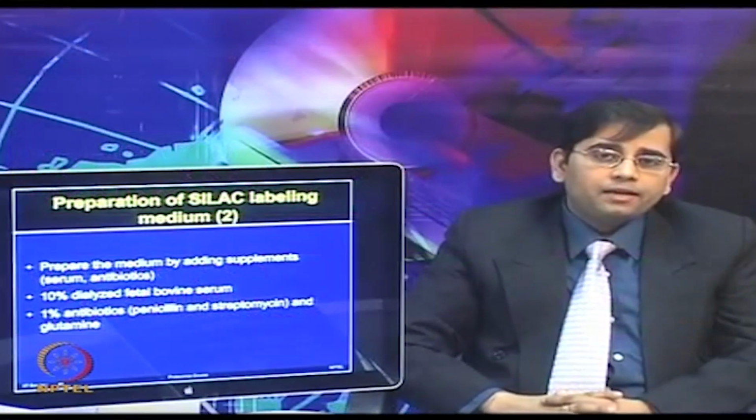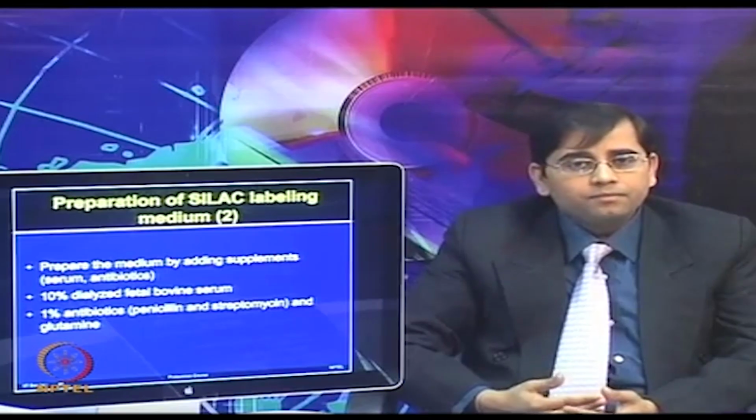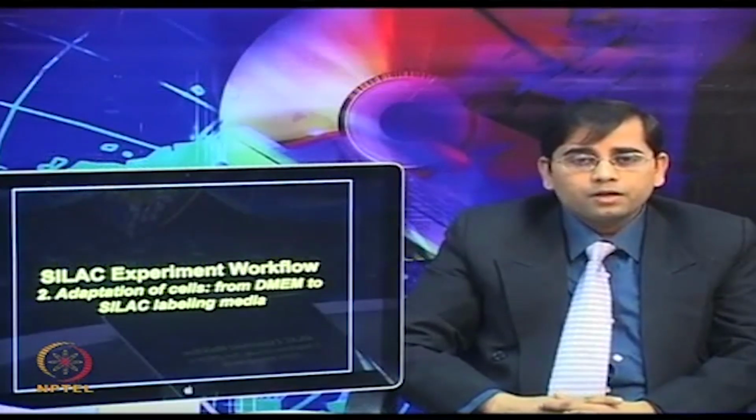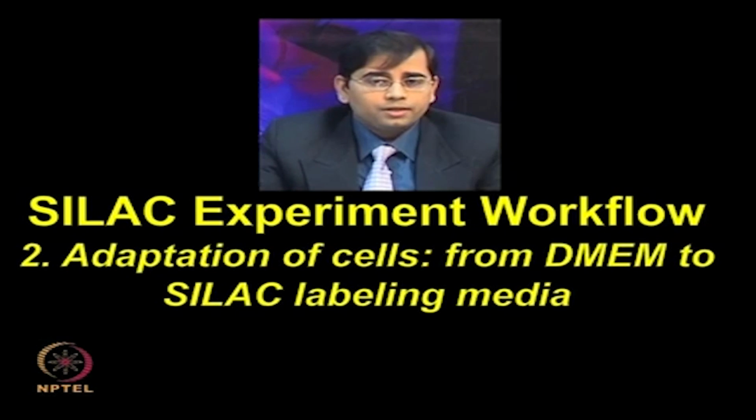So, for the preparation of SILAC labeling media, one needs to add various supplements such as serum, antibiotics. So, a recommended percentage for the serum could be 10% dialyzed fetal bovine serum and 1% of antibiotic and glutamine, but these percentages can be optimized depending upon type of cell cultures. In the SILAC experimental workflow, let us discuss about second point, the adaptation of cells from the DMEM media to the SILAC labeling media. These cells need to be adapted due to the slight differences in media formulations.